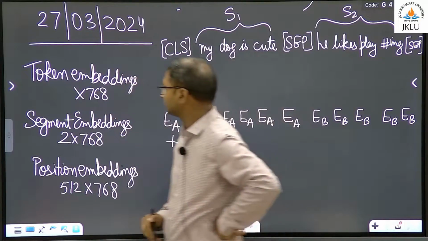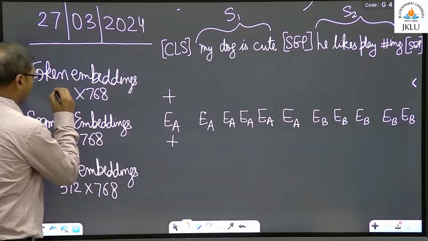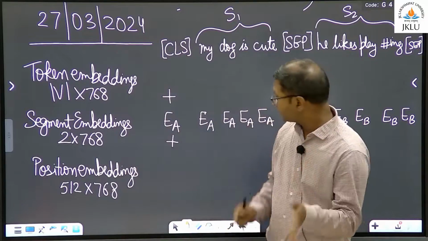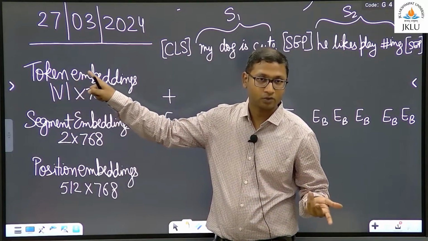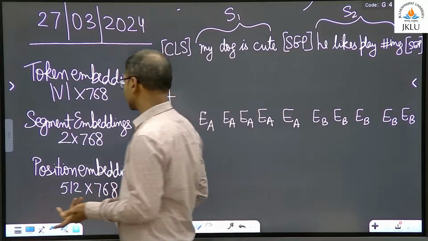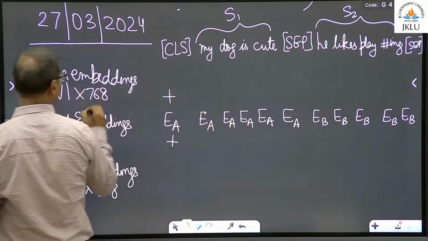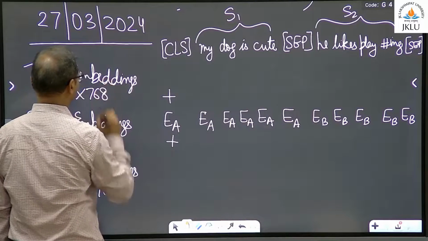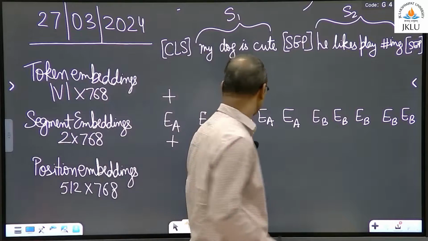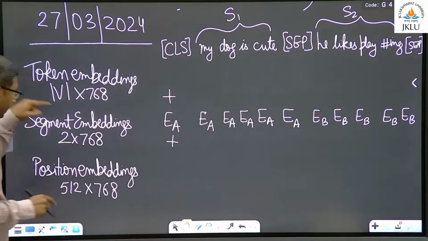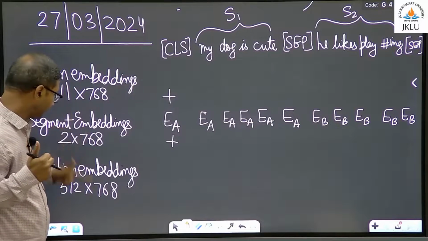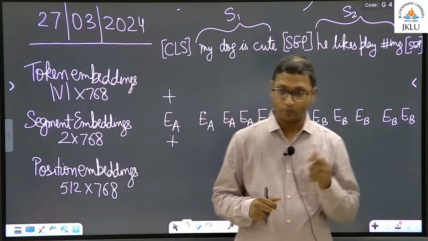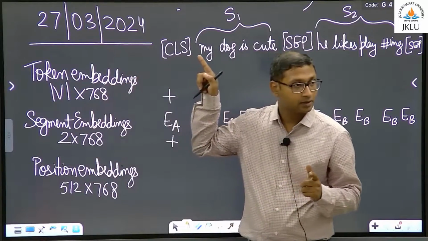Five and two. Okay. Positions are only 5 and 2, but tokens you can have as many as in your vocabulary, right? So, BERT fixes these parameters or it learns them. So, BERT learns all these parameters.